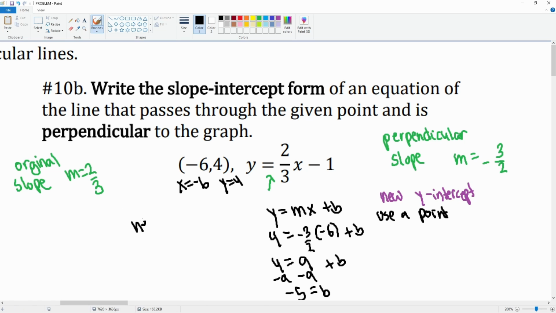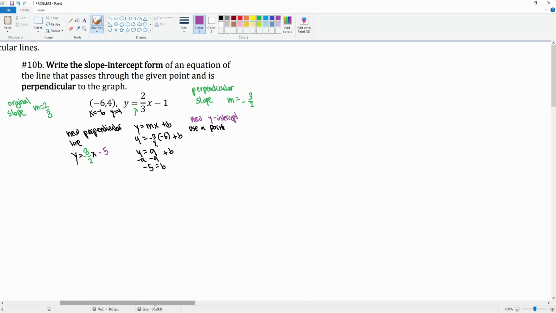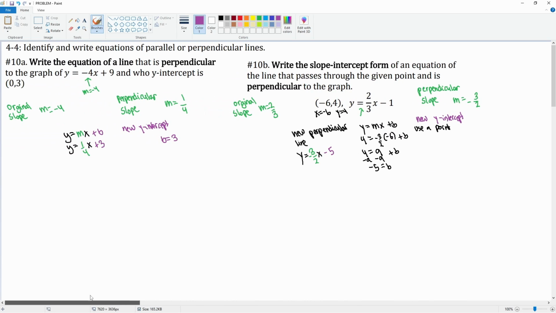So the new perpendicular line is going to be y equals the new perpendicular slope of negative 3 over 2 x, with the new y-intercept of minus 5. Okay, there you go. So remember, you always have to find the new perpendicular slope and the new y-intercept for both of them.